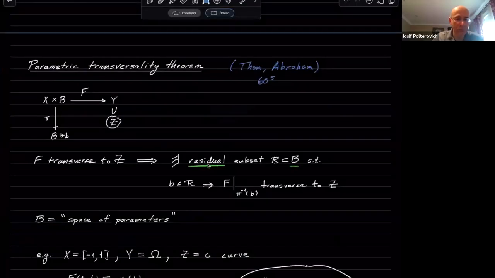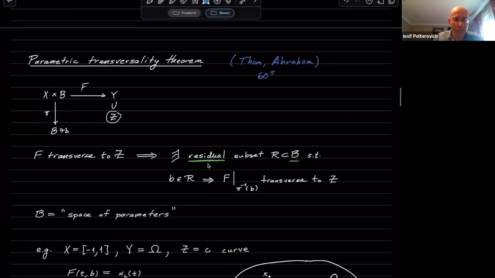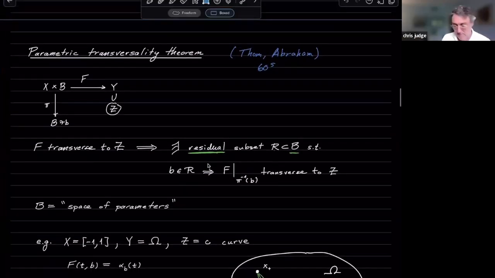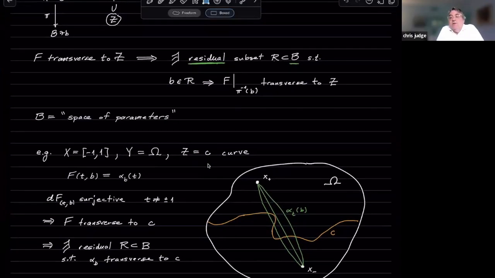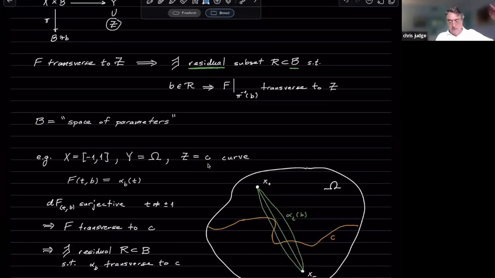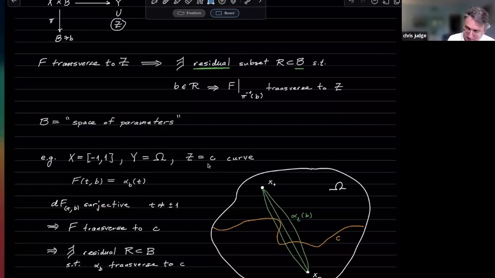Okay, so that's the parametric transversality theorem, and it looks very abstract and unfriendly. But in terms of our original problem, it's actually quite concrete. In our original problem, X is going to be the arc length for the curve, or the length parameter for the path. Y is going to be our open set. Z is going to be our C.